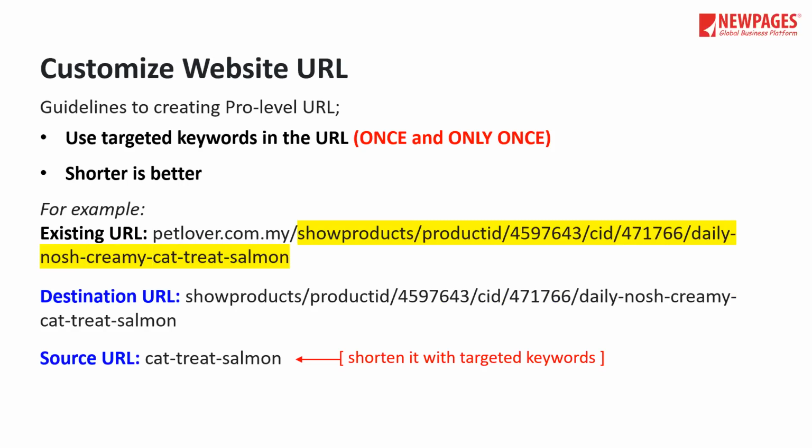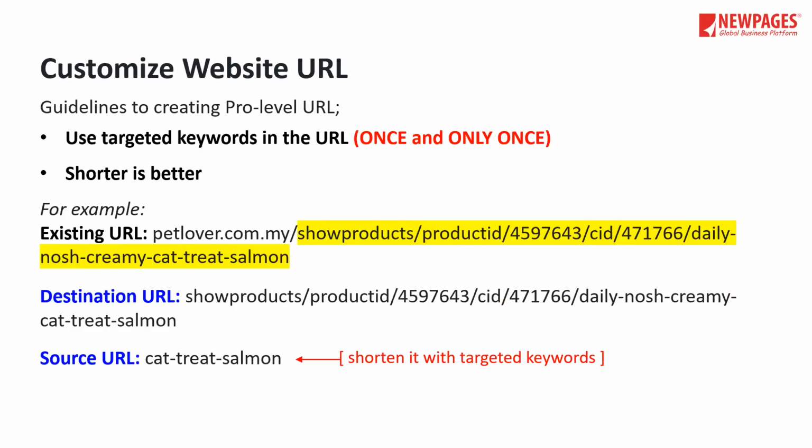I don't have to put daily notch. In fact, if you are a pet lover, Daily Notch is a brand name. So if you want to describe, you need to be relevant. Your URL slug needs to be relevant to the product that you want to post. So in this case, I put cat treat Stallman. That's all. No need to put daily notch creamy cat treat Stallman because it's too long. The best is, I would say, within three words.